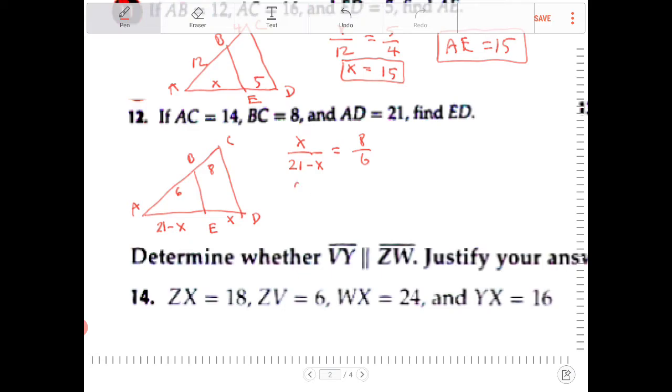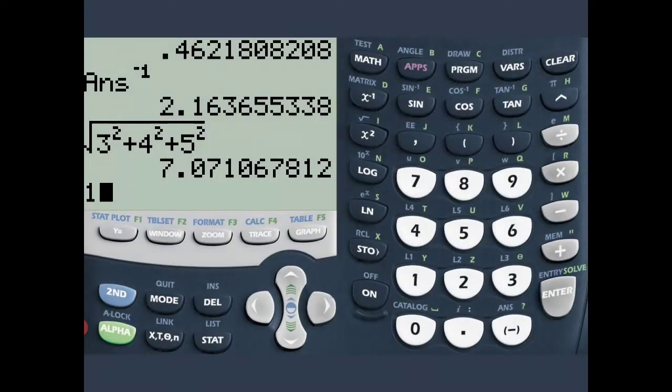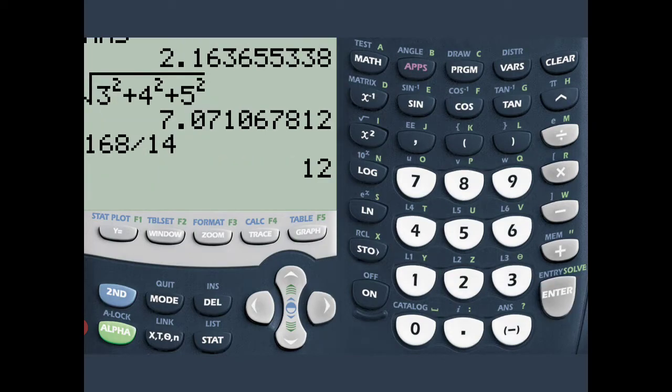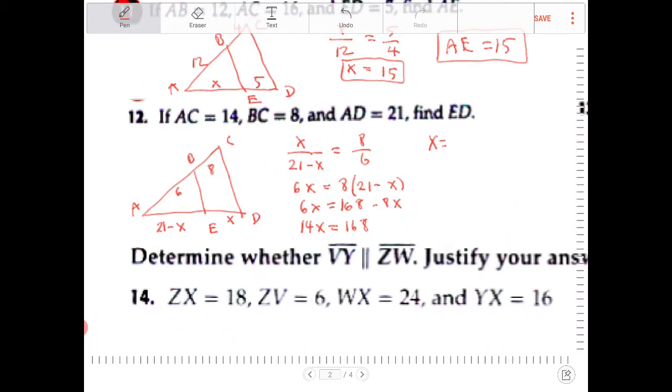I'm going to cross multiply. I end up with 6x is equal to 8 times 21 minus x. Distribute the 8, I end up with 168 minus 8x is equal to 6x. Add 8x to both sides, I end up with 14x is equal to 168. Divide both sides by 14, I end up with x is equal to... I'm not really sure what that is, so let's see, 168 divided by 14. That's 12. So ED must equal 12.